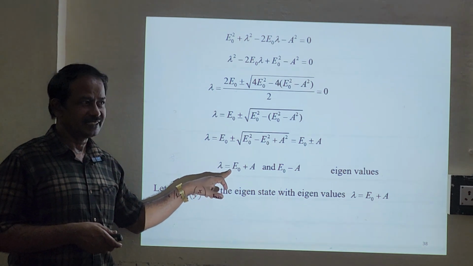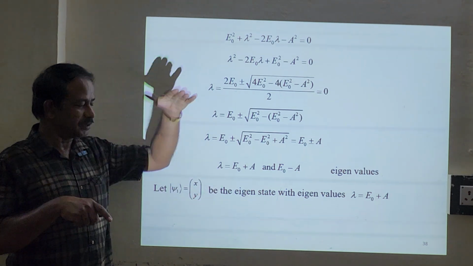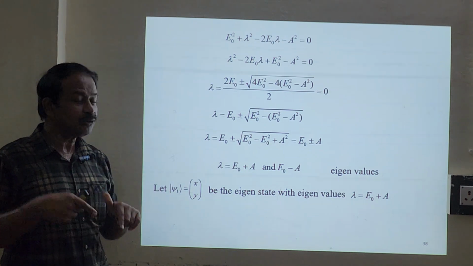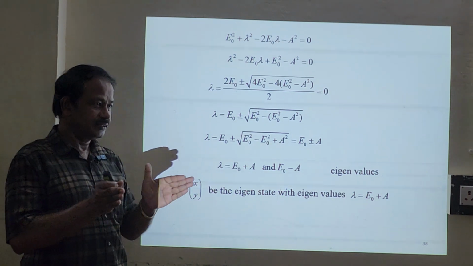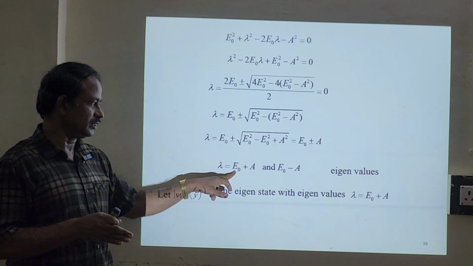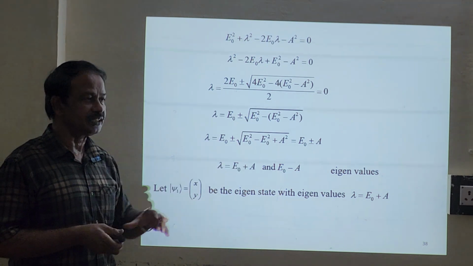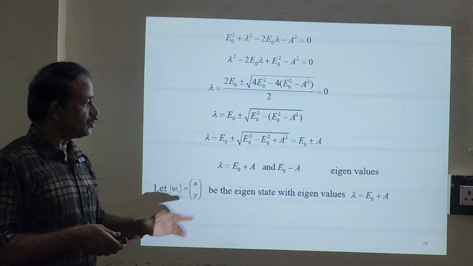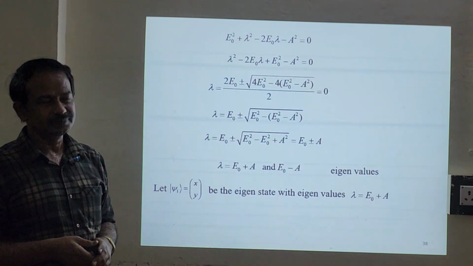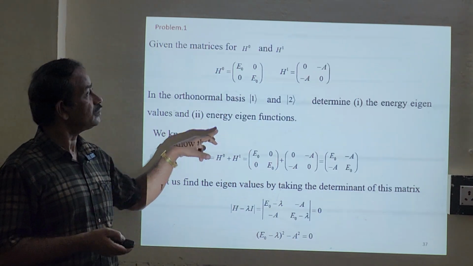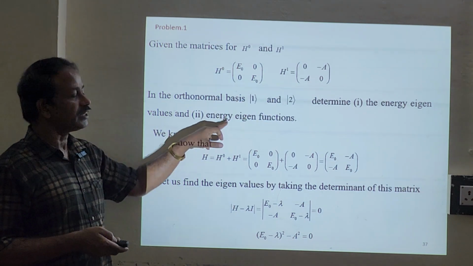See, it lifts. One is plus, another one is minus. When I apply the perturbation, the degeneracy lifts. So it is lifted: E naught plus A, and another one is E naught minus A. So these are your eigenvalues. The first task is to determine the energy eigenvalues and the energy eigenfunctions.